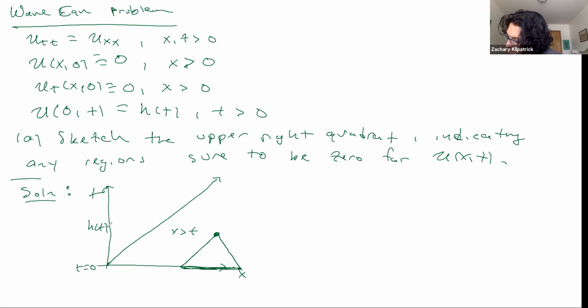So h of t over here is only going to impact solutions above this line, right? So you can sort of draw these domain of dependence lines here to figure out when your domain of dependence is going to involve the boundary condition, okay?